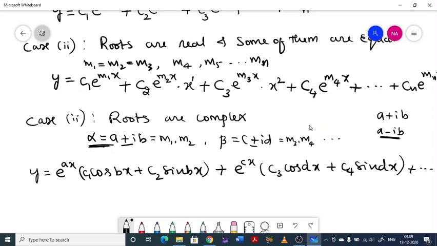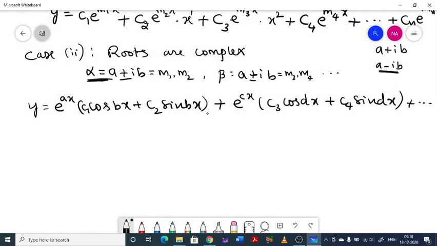Plus and so on. In case you had, say, a plus or minus ib here again, suppose you had a repetition, then in that case as usual you have to write this again, e power ax into c3 cos bx plus c4 sin bx into x. That's all. So only that's the difference. Suppose, okay, I'll write it again, so there is no confusion.